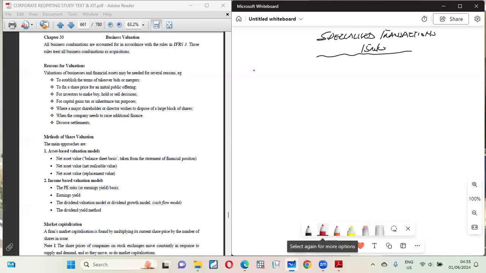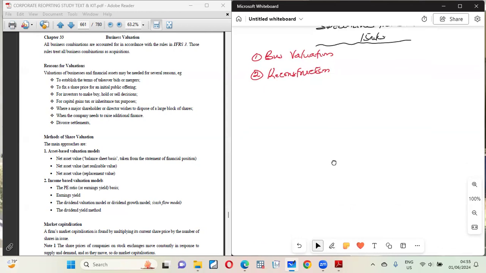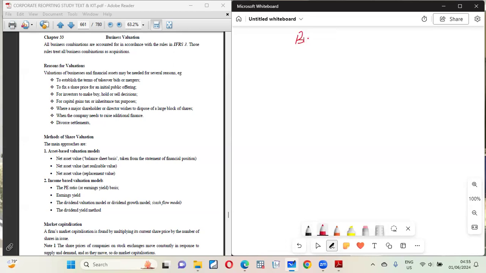Now we have 1, business valuation. And number 2, we have reconstruction. Reconstruction or reorganization. So we have the business valuation and the reconstruction. So my focus this morning is going to look at business valuation.